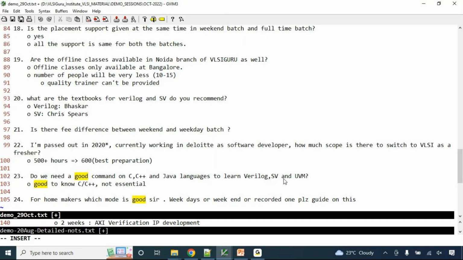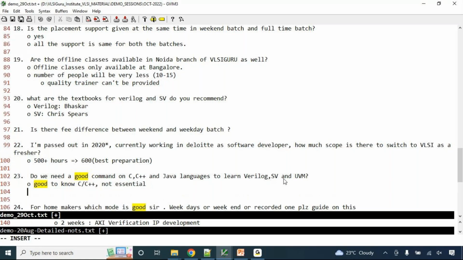Whereas, even if you don't know, no problem at all. The only thing is, you should be focused during this training period. Let's say training goes for 6 months or 7 months. During that time, you should not be focused on anything else other than just training.